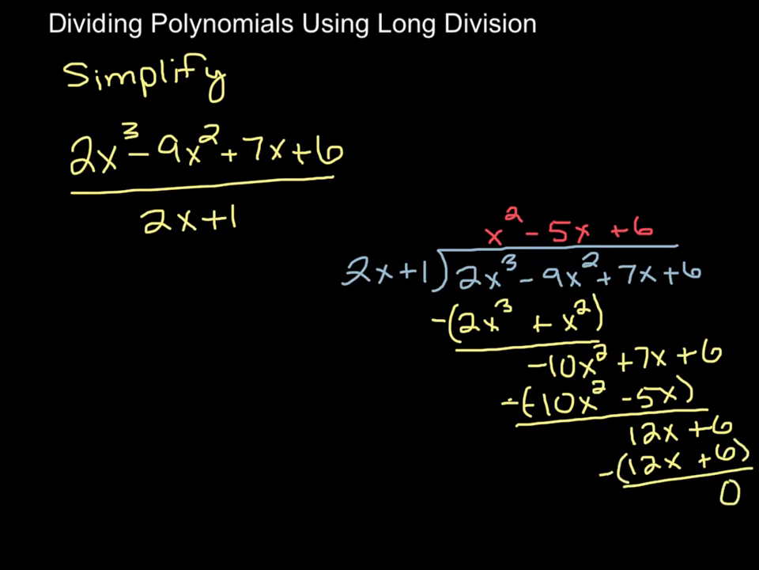Okay. So in this case we lucked out, we don't have a remainder. So 2x cubed minus 9x squared plus 7x plus 6 divided by 2x plus 1 is equal to x squared minus 5x plus 6.